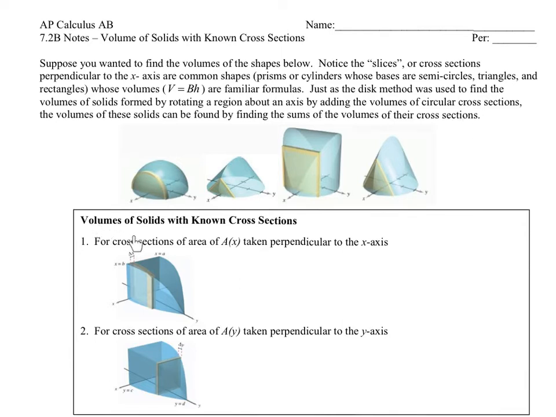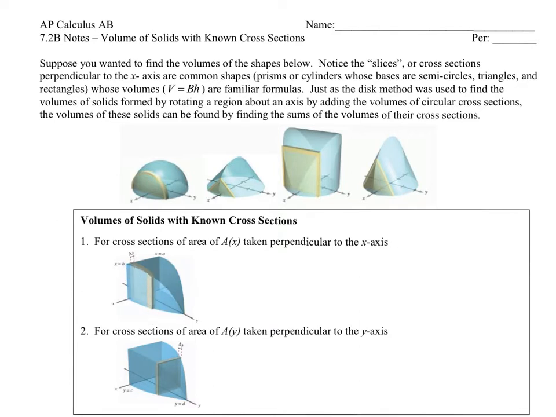Volumes of solids with known cross-sections. For volumes where the cross-section, which we're going to call A of x, is taken perpendicular to the x-axis. In this picture, it's kind of tiny, but you see this teeny tiny x. There's the x-axis and here's the y-axis, so you can see that this cross-section is perpendicular to the x-axis.